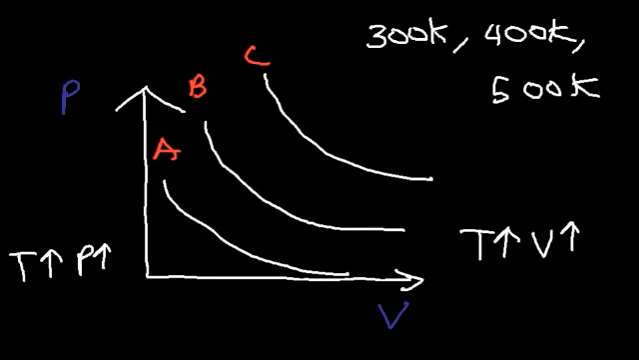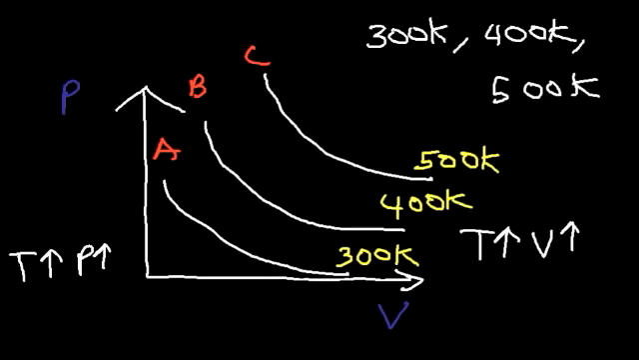So therefore, C is at the highest temperature, that is at 500 Kelvin. A is at the lowest temperature of 300 Kelvin, which means B is in the middle at 400 Kelvin. So anytime you go in this general direction, the temperature increases. Make sure you understand that for PV diagrams.